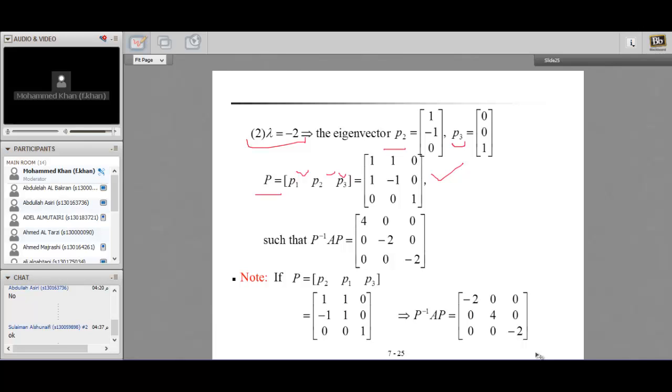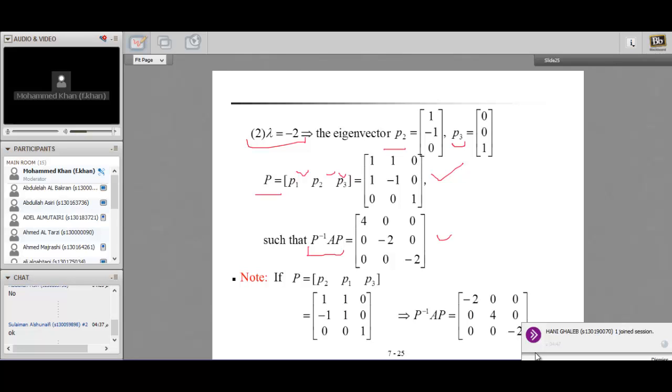So now, after that, we find P inverse, and after P inverse, we multiply all these 3. We get P inverse AP is equal to this. This is a matrix. So this is called the diagonalization. Because it is a long process, that's why these types of questions are very long.